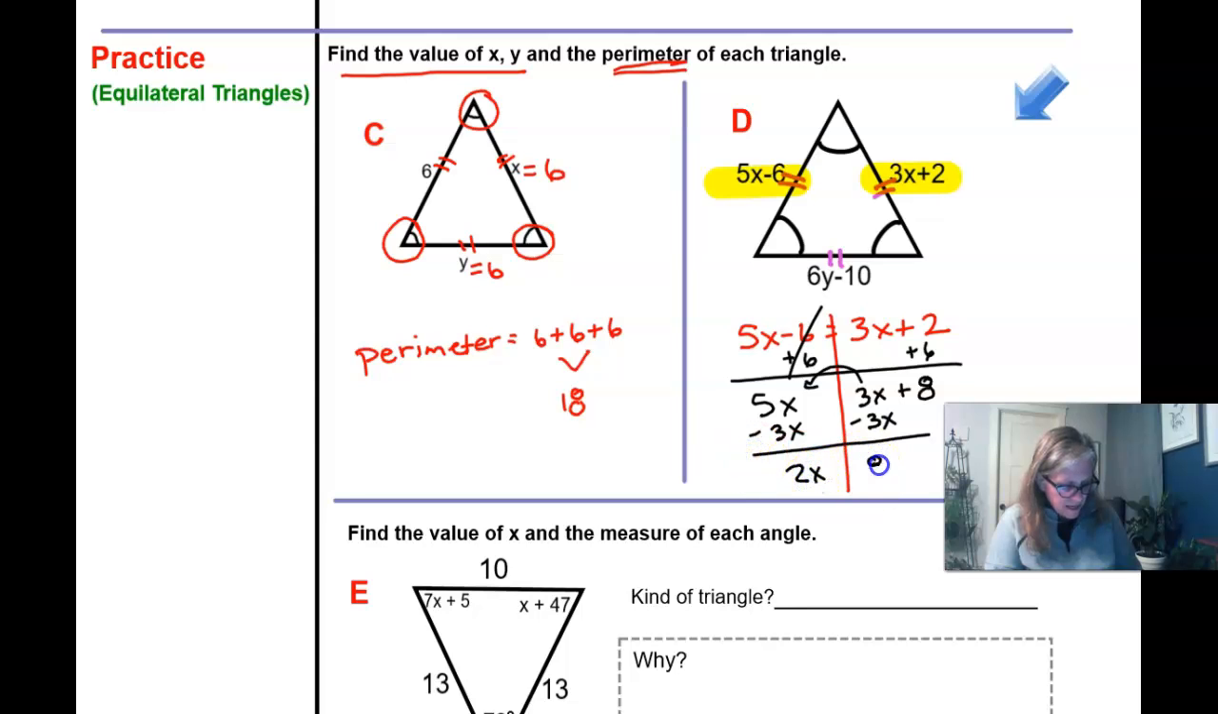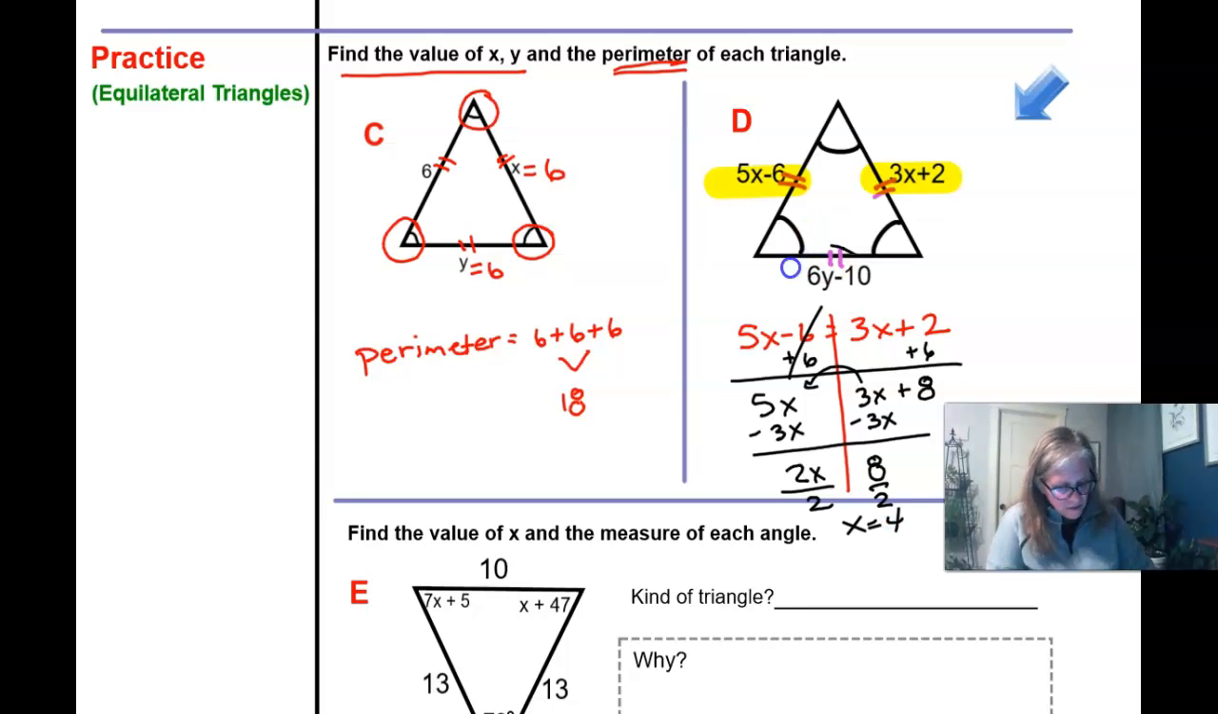2x equals 8. And the last step, oops, not divide by 8. I have to divide by 2. So I get x equals 4. Now, how do I put that together?